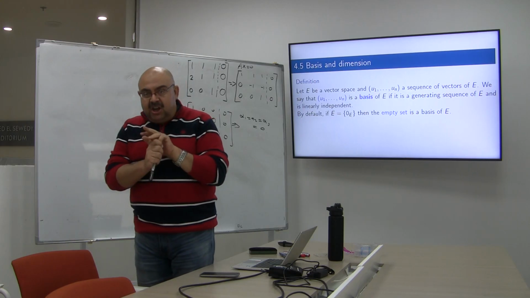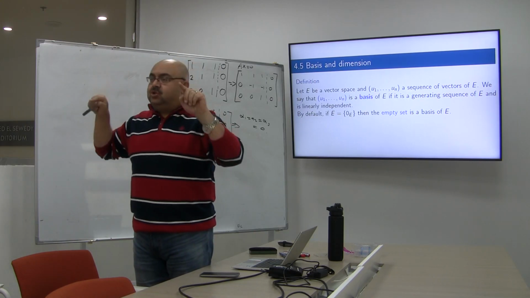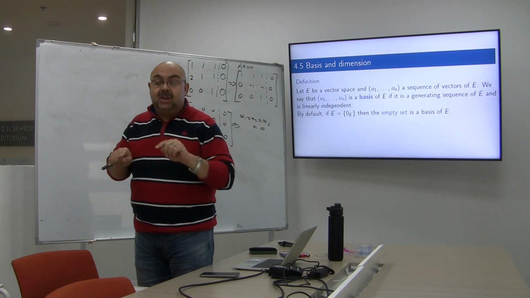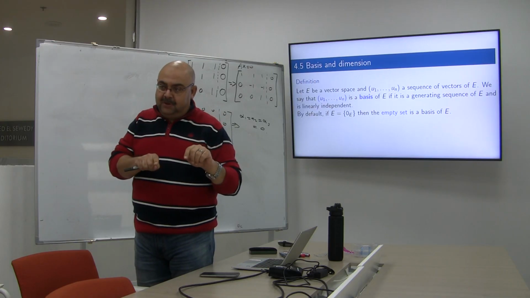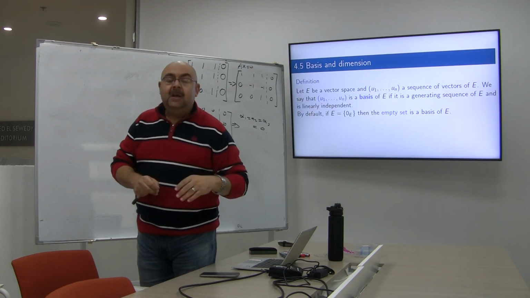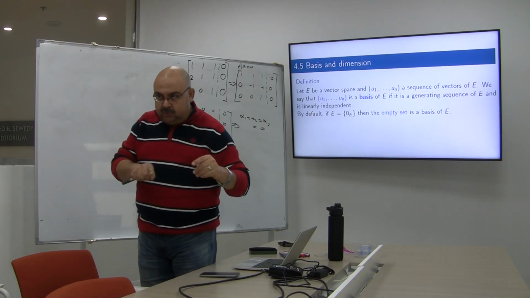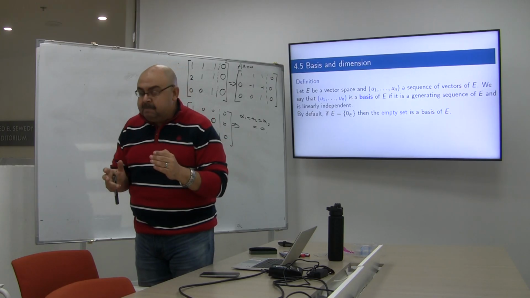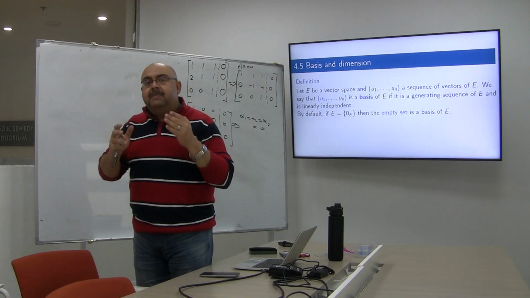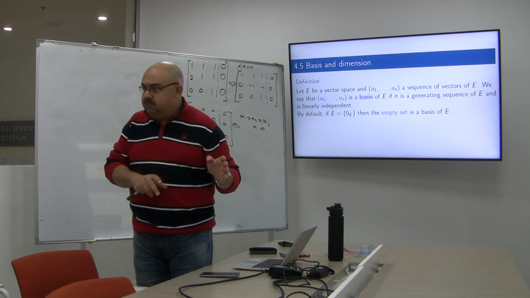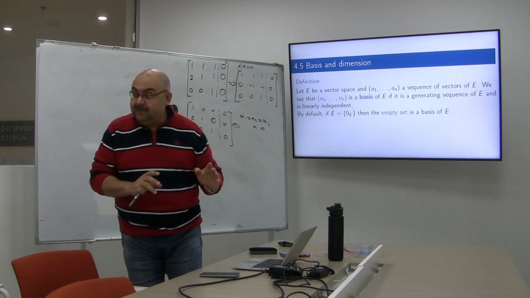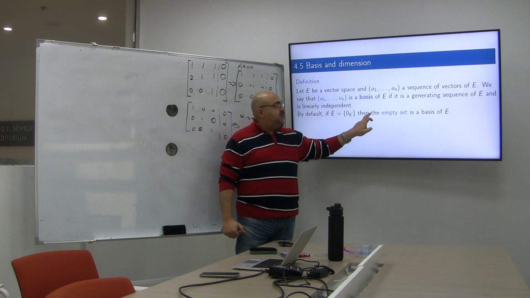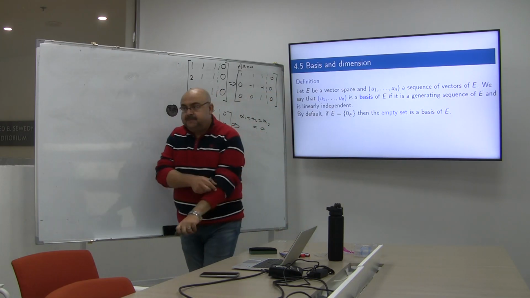Because simply, linearly independent means the matrix of the vectors can reach a reduced echelon form. Once it reaches a standard reduced echelon form, which means a unit matrix, it means it's linearly independent, so the rank is full. Once the rank is full, you will be able to generate any other vector that belongs to E, okay? By default, if E is the origin, then the empty set is a basis of E, and that's a statement.